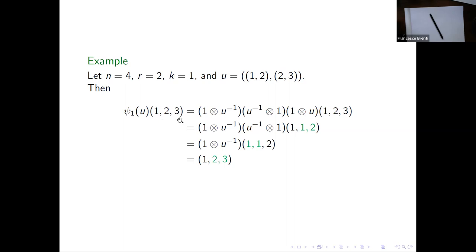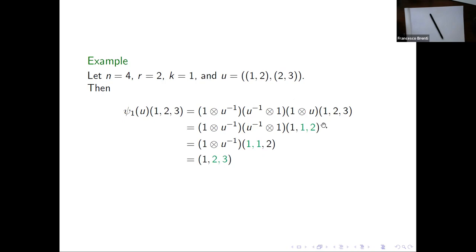So if I look at my definition for k equals 1, it's going to be 1 tensor u inverse, times u inverse tensor 1, times 1 tensor u, applied to (1, 2, 3). Okay, so I rewrite the first two. I apply 1 tensor u to (1, 2, 3). 1 is the identity, so 1 remains. u applied to (2, 3) is going to be (1, 2). So this becomes (1, 1, 2).